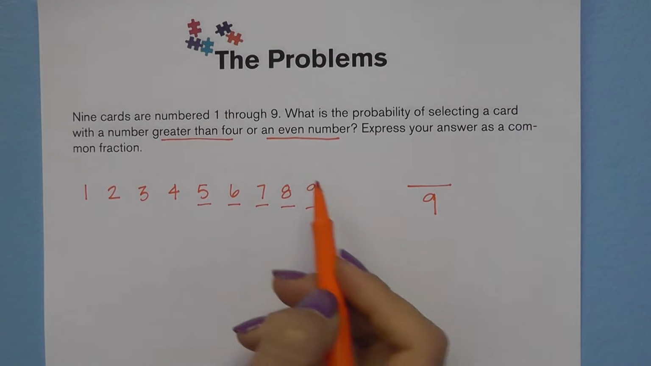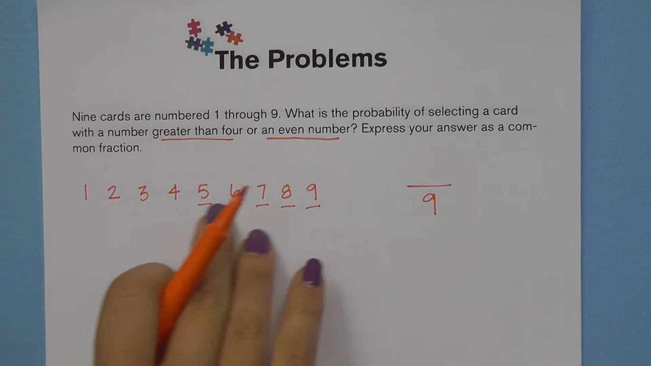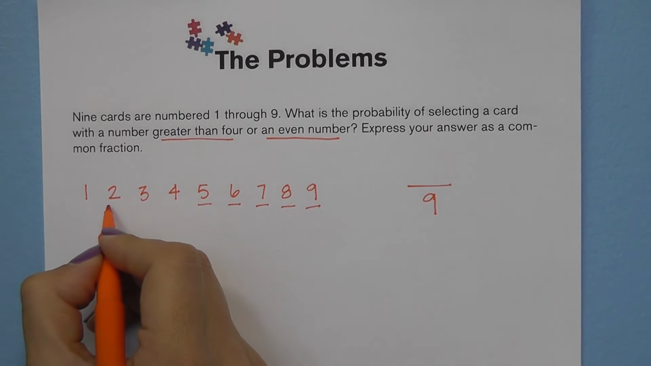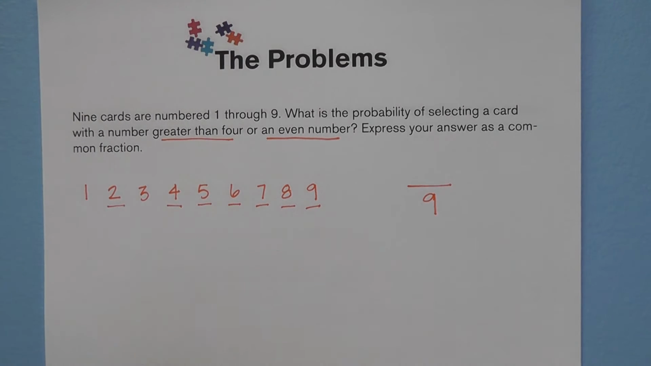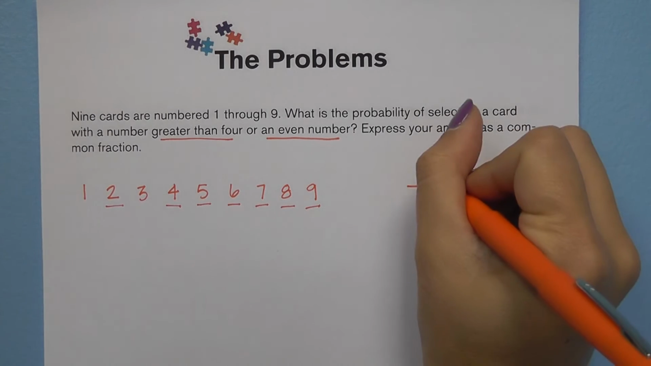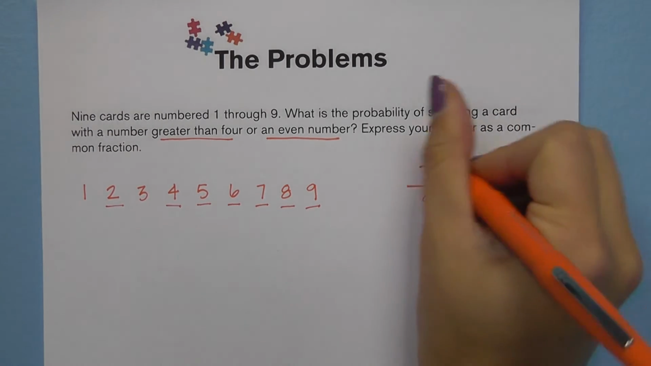But we also have to consider an even number. So in addition to these 5, an even number would also be considered a favorable outcome. So there are 2 other numbers we need to consider here, and that's 2 and 4. So out of these 9 cards, 7 of them would satisfy our condition. So the probability is 7/9.